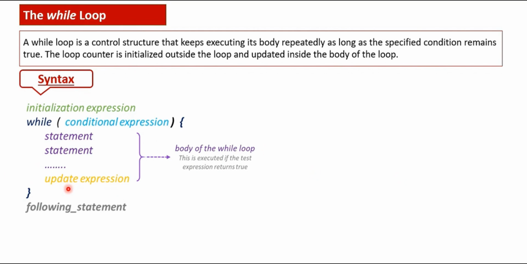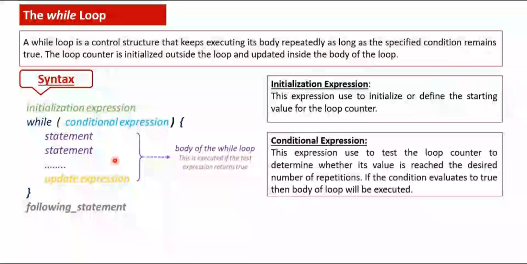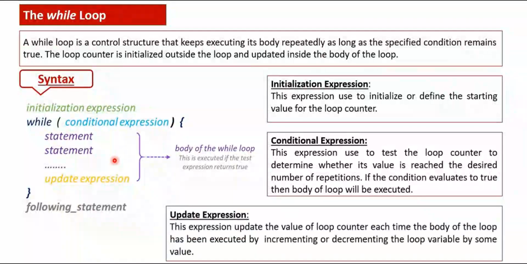Okay, so it contains all the similar expressions that we have discussed in the previous session, that is initialization, condition, as well as update expression. But the difference is the initialization expression is executed before the loop or outside the loop. Within while, that means in the while statement, the conditional expression is tested and the update expression is executed inside the body of the while loop.